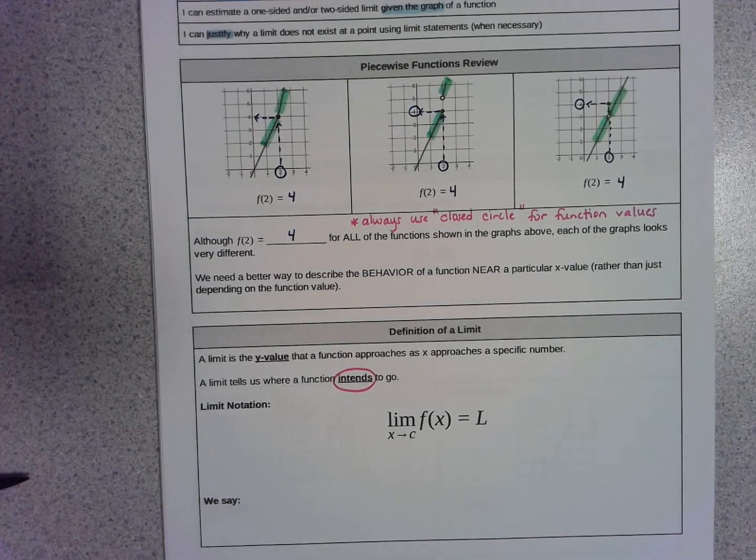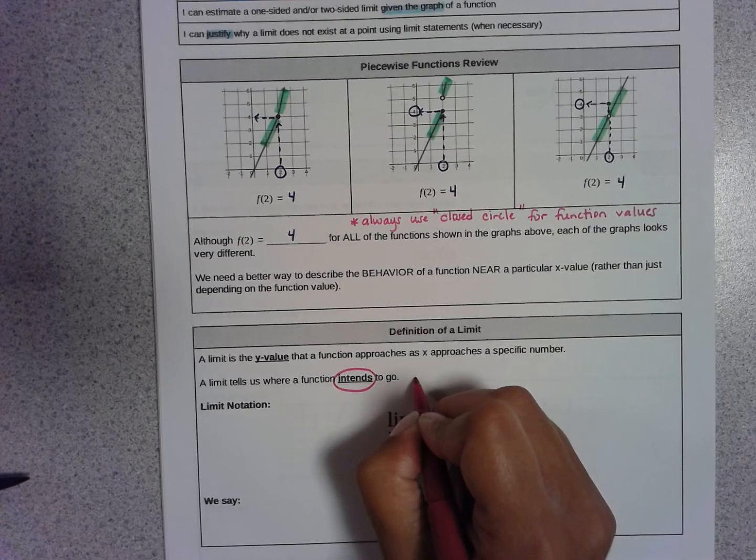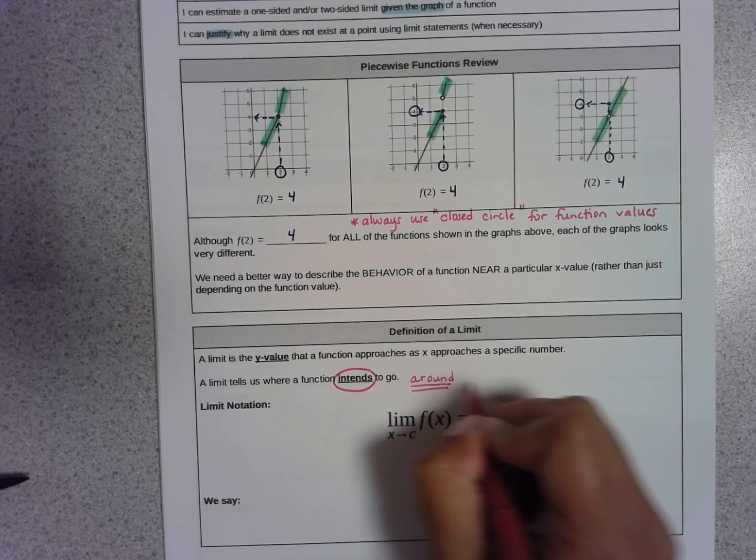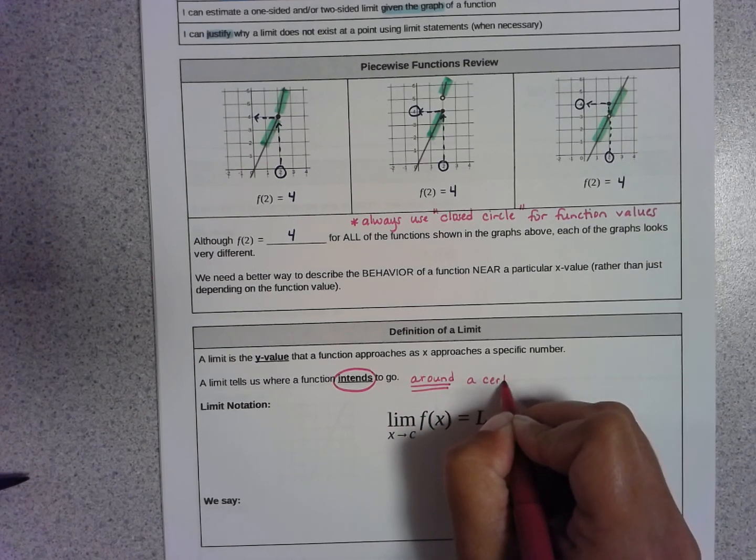However, when we're looking at a limit, it's not focusing on the closed circle anymore because that piece of information doesn't give us a full picture. A limit tells us where the function intends to go. So we look at the behavior around a certain point.